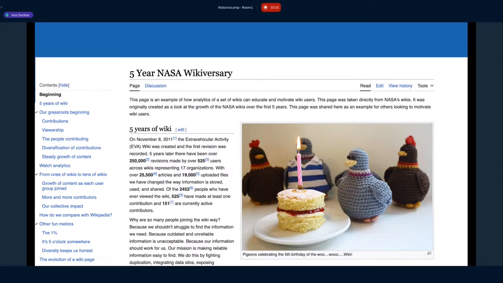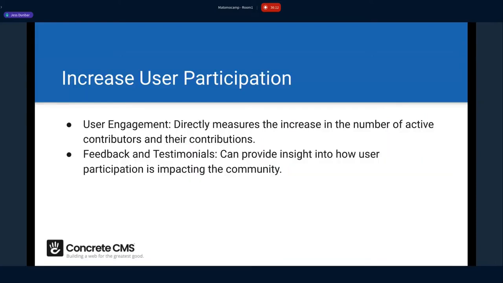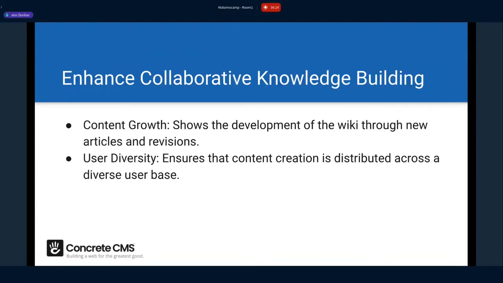So their objective was to overhaul the information management system to ensure data was easily available and current, enhancing the overall efficiency. I chose this one because they have a lot of different metrics there: increase user participation, engagement, feedback, and testimonials. They wanted to enhance collaborative knowledge building and sharing, so content growth and user diversity. User diversity ensures that content creation is distributed across a diverse user base.